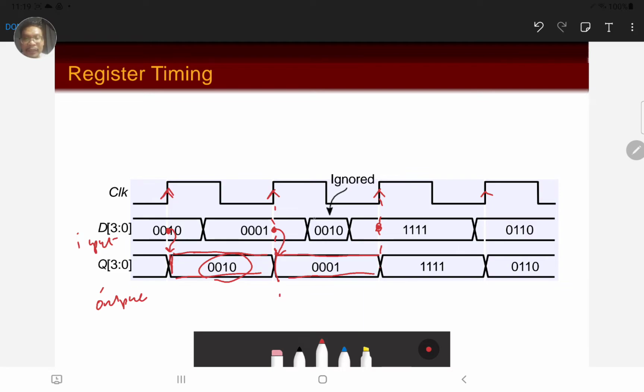And it's 0111. Notice that this D input is ignored because the output Q only takes the input at the positive edge of the clock. So at the positive edge, 0111 is transferred and held until the next positive edge of the clock, and at this moment 0110 is transferred through. Essentially, the output of the register Q depends on the positive edge of the clock and the value of D at that particular moment, and it will maintain its value if there is no positive edge of the clock.